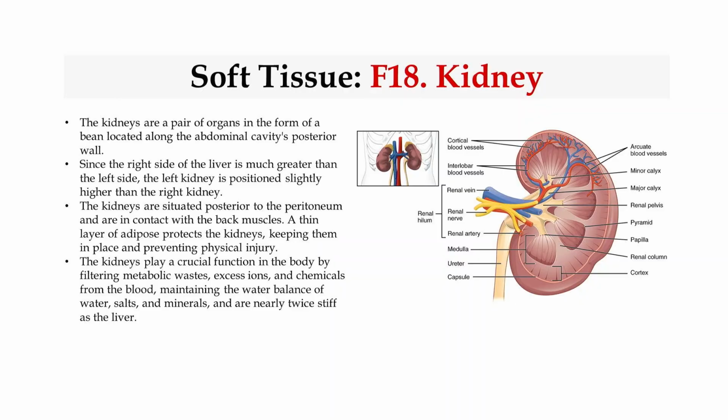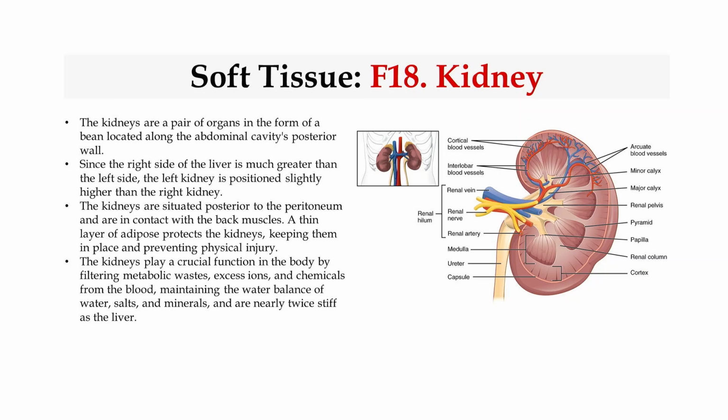The kidney, or the kidneys, are a pair of organs in the form of a bean located along the abdominal cavity's posterior wall, right? So these are all part of the abdominal region, and kidneys, as we know as a whole, are very important components of our body. Since the right side of the liver is much greater than the left side, the left kidney is positioned slightly higher than the right side kidney, right?